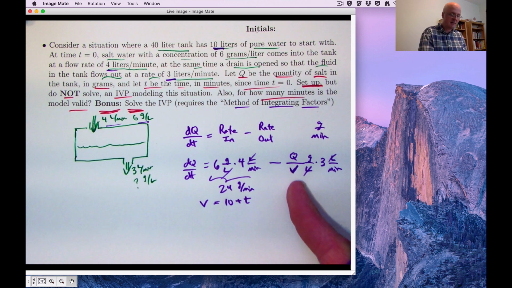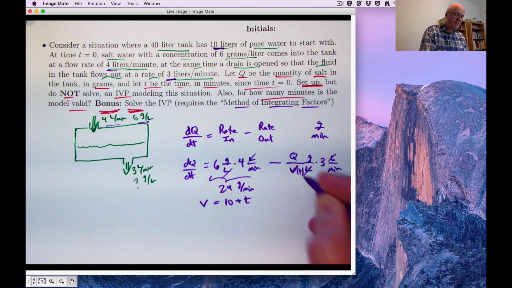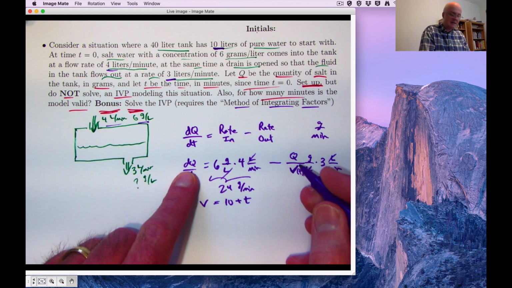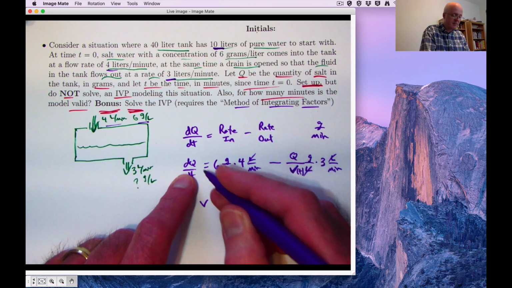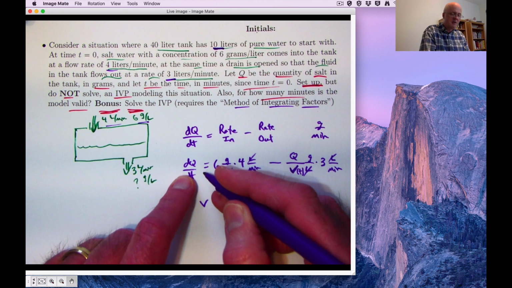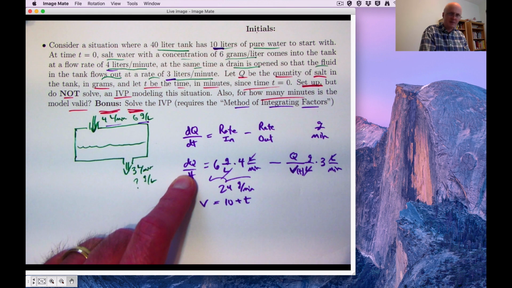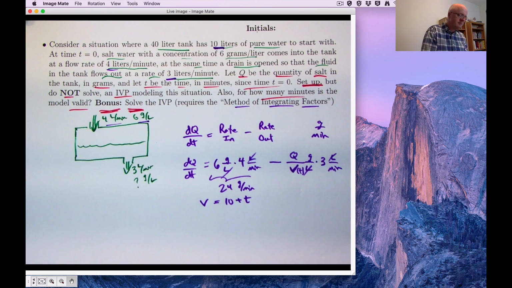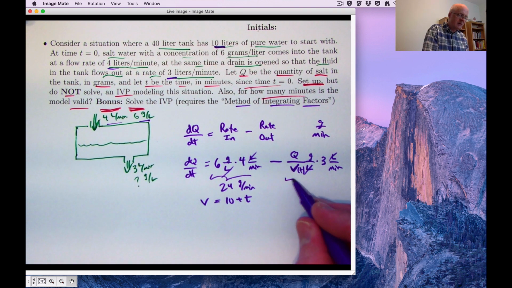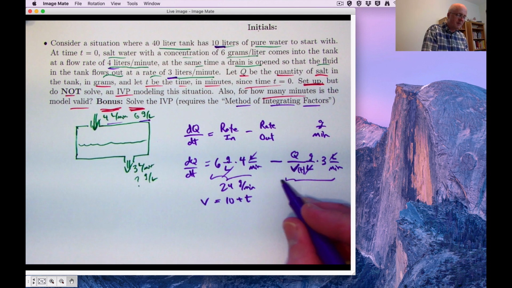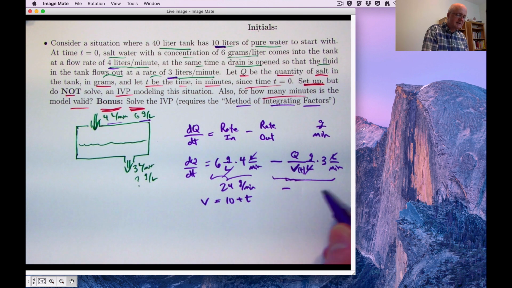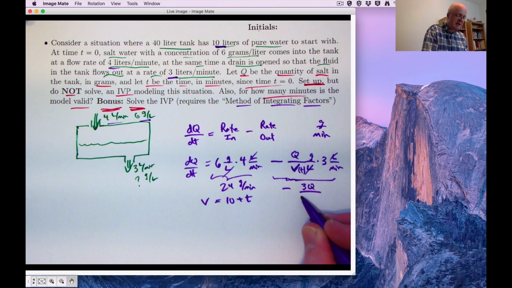V is not a constant here. It's a function of T. Q is not a constant either. I could write Q of T here and I could put an of T here. It's traditional not to, and there's a good reason for that again. Just leave it as a Q there. So this is going to be, well, if I include the minus sign, minus 3Q over 10 plus T grams per minute.